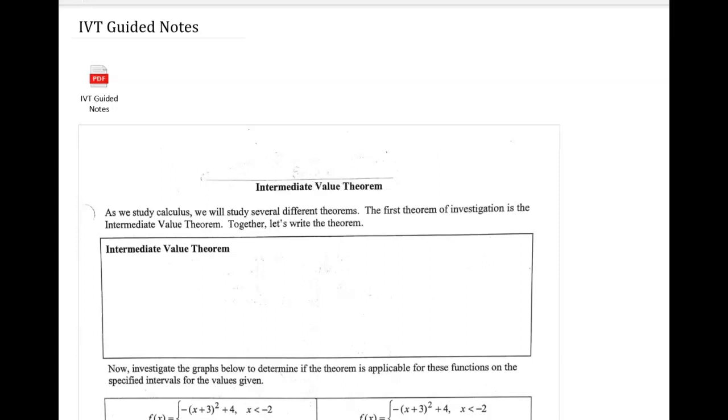Today I'm going to talk to you about the intermediate value theorem, more commonly known as IVT. The intermediate value theorem states the following.